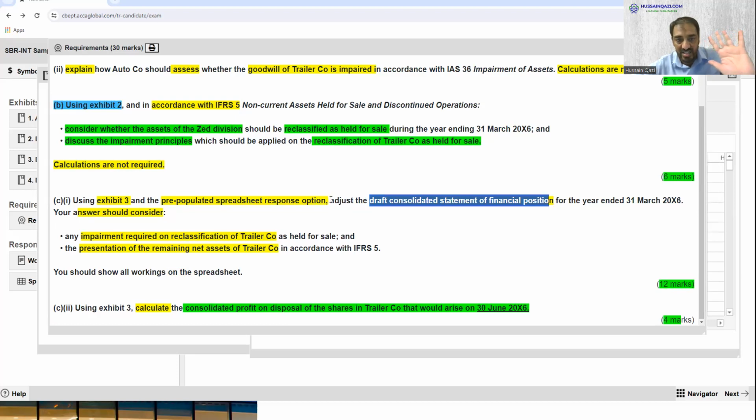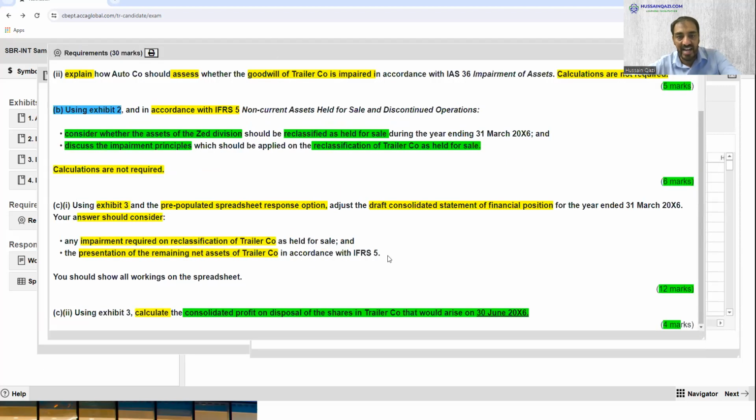So we need to adjust the drafted consolidated statement of financial position. We need to adjust or correct the draft consolidated statement of financial position for the year end 31st March XX. Examiner particularly mentioned that you're working with pre-populated spreadsheet option, and students should consider any impairment required on reclassification of trailer as held for sale.